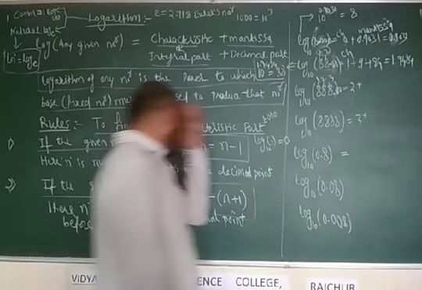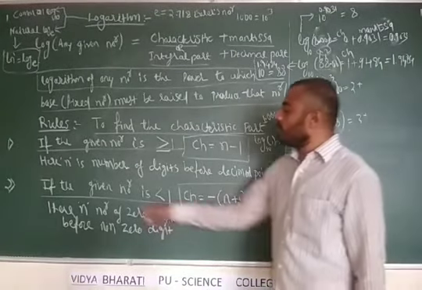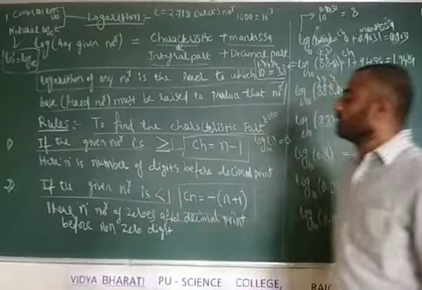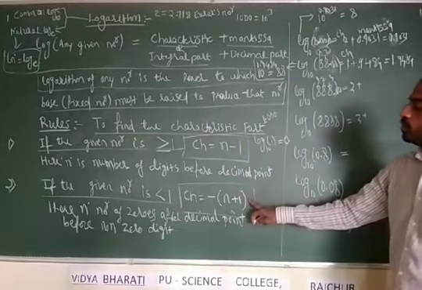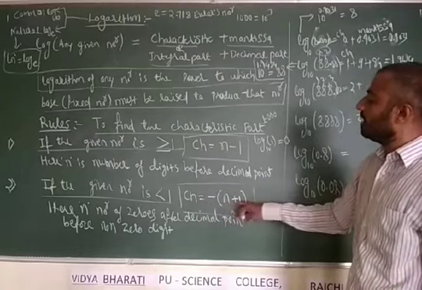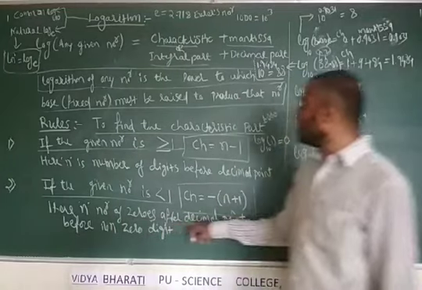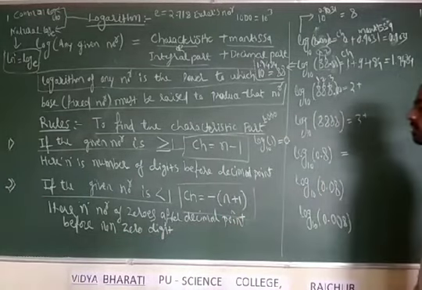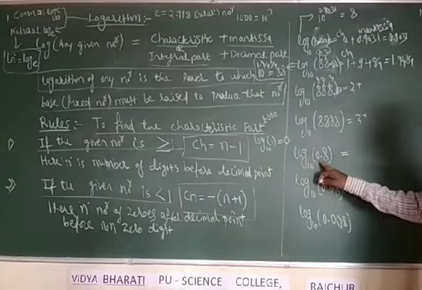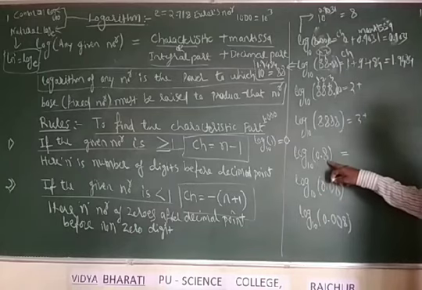Is that clear? While we are supposed to find the characteristic of a number which is less than 1, we have to make use of this rule: characteristic is equal to minus of n plus 1. What is n here? n is the number of zeros after the decimal point and before the non-zero digit. Now apply the rule for finding the characteristic of 0.8.